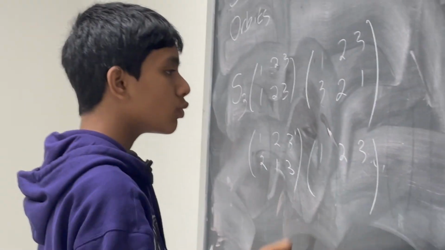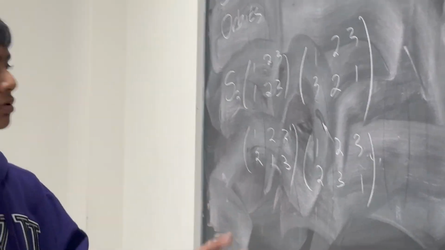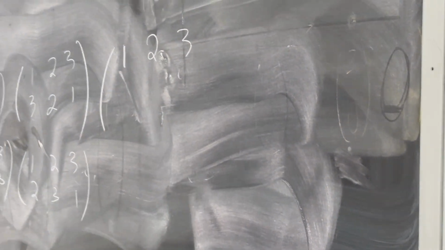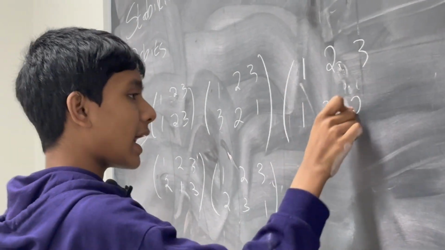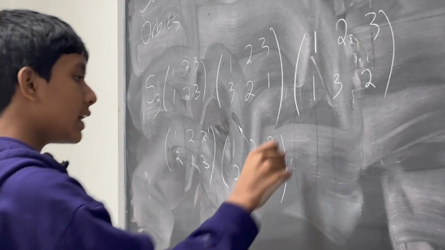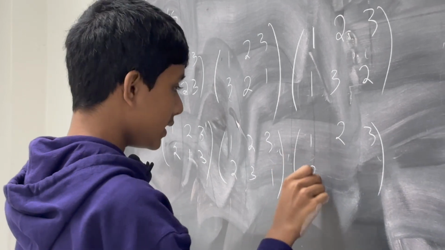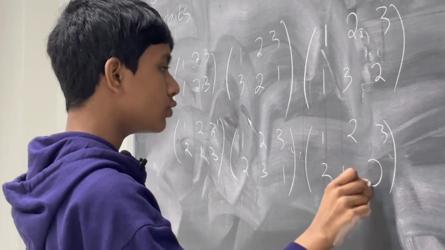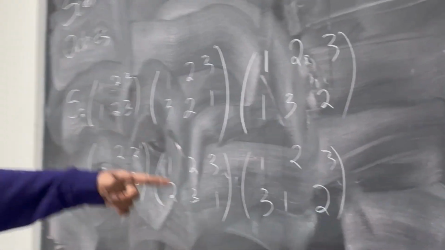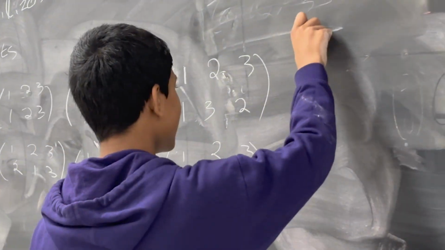Then we have 1, 2, 3 maps to 2, 3, 1, which is just one cycle. Then we have 1, 2, 3 maps to 1, 3, 2, which happens after we do a cycle and then we transpose. And then finally we have 1, 2, 3 maps to 3, 1, 2, which is what happens when we cycle twice. So you can see there are exactly 6, 3 factorial elements, since there are 3 factorial permutations.